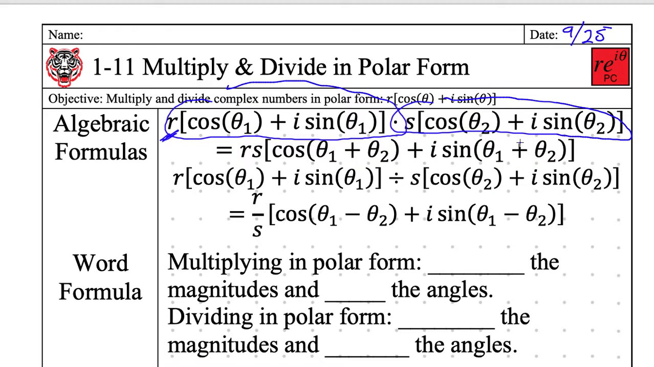Well, what happens if I go back here and I divide instead of multiply? If I divide, what happens to the modulus? Moduli. And when I look at the angle, the end.